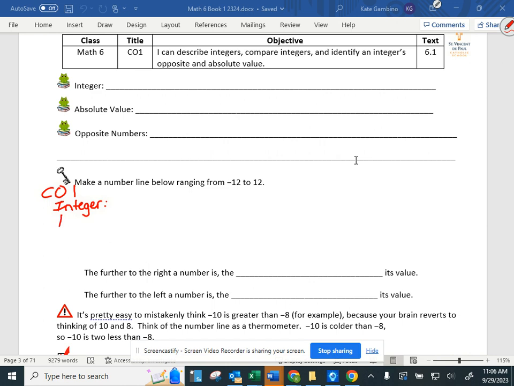You're going to write the definition of the absolute value. Absolute value is the distance of a number from 0. You can put it is always positive, right? We talked about that when we were correcting. It is always a positive number. Absolute value cannot be negative.